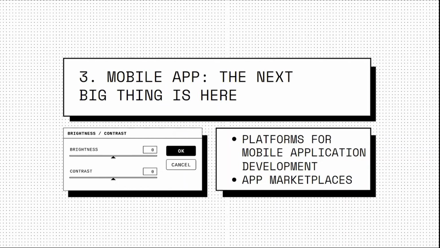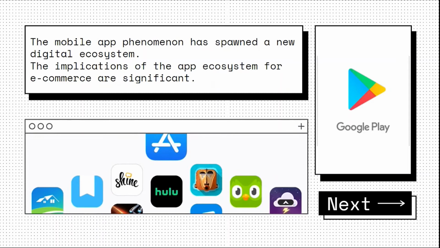Okay, we're going to come to the last point, mobile apps. The next big thing is here. It is divided into two main parts: platforms for mobile application development and the app marketplace. You know that the smartphone's original primary functions, beyond being a cell phone, were to be a camera, text messaging device, and web browser. What smartphones lacked were software applications, or apps, that would take full advantage of their computing capabilities.